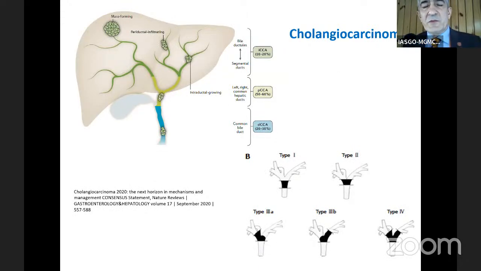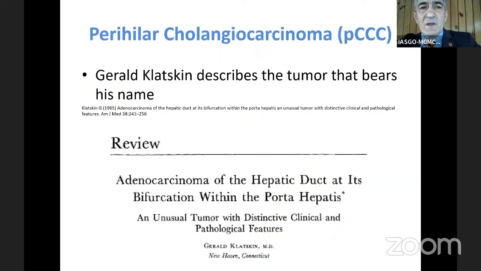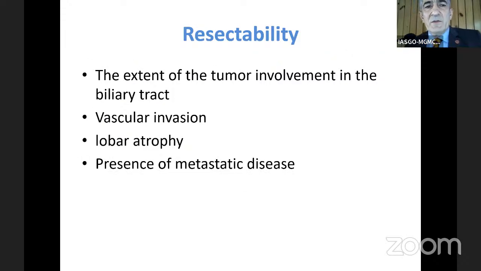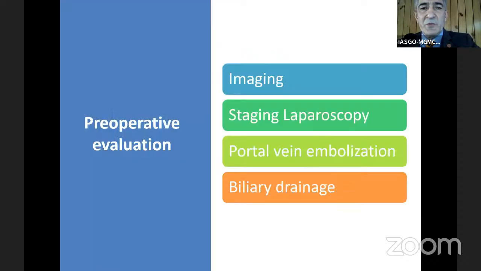As for the cholangiography, as we know, most cholangiocarcinomas are of perihilar location, and Gerald Klatskin described the tumor that bears his name. When we decide resectability, the extent of tumor involvement in the biliary tract, vascular invasion, lobar atrophy, and presence of metastatic disease are very important.